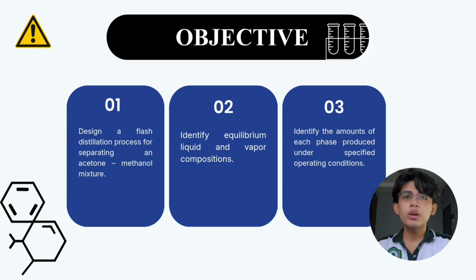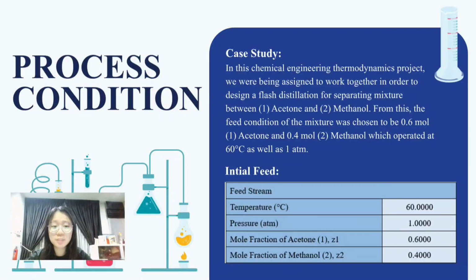The objective of this project is to design a flash distillation process for separating an acetone-methanol mixture. Next is to identify the equilibrium liquid and vapor composition, and the other one is to identify the amount of each phase produced under specified operating conditions. So next will be our process condition.